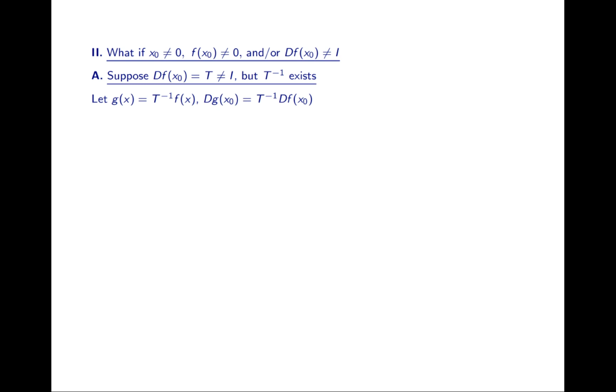Now, what if we're not in the simple case? What if x naught is not 0? What if f of x naught is not 0, and or the derivative of f at x naught is not the identity? Well, suppose that the derivative of f at x naught is T, and T is not the identity, but it is invertible because that's in the hypothesis of our theorem. Well, let g of x be essentially a scaling of f, where that scaling is a linear mapping. It's T inverse times f of x. But T inverse doesn't depend on x. So the derivative of g at x naught is T inverse times the derivative of f at x naught. But the derivative of f at x naught is T. So the derivative of g at x naught is the identity.